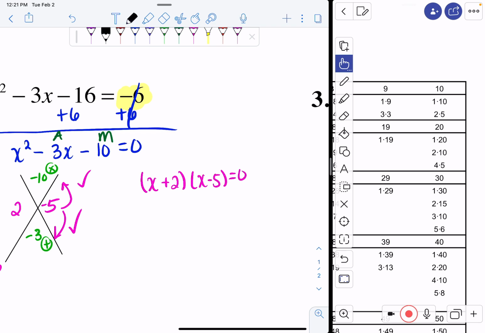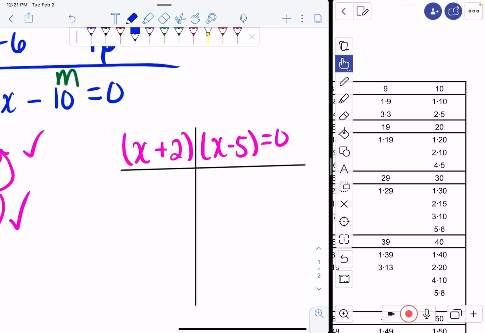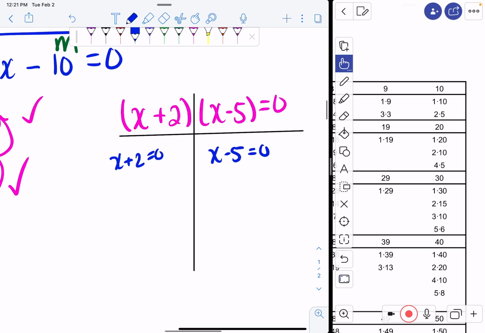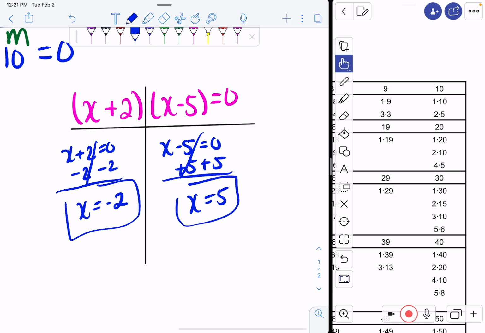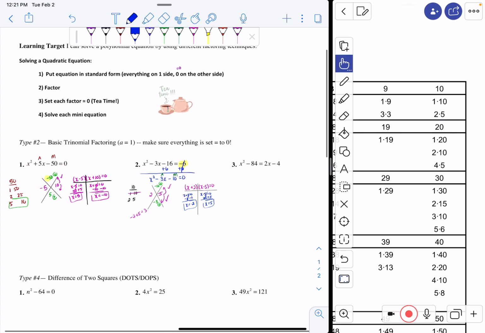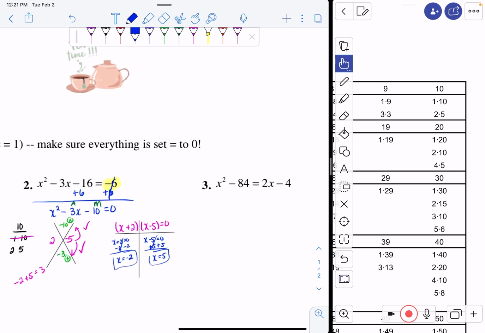Now I'm going to t-time it. And I have x plus 2 equal to 0. X minus 5 equal to 0. How do I get rid of my plus 2? I subtract 2. So I'm going to subtract 2 from both sides of my equation. And I get x equals negative 2. And then how do I get rid of my minus 5? I'm going to add 5. So I get x equals 5. And that's your final answer. X equals negative 2 and x equals 5. Let's go on to our next example.